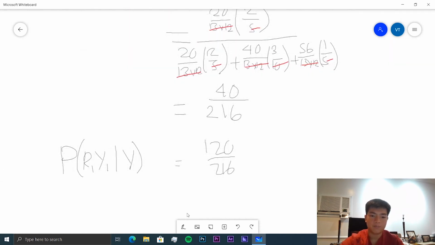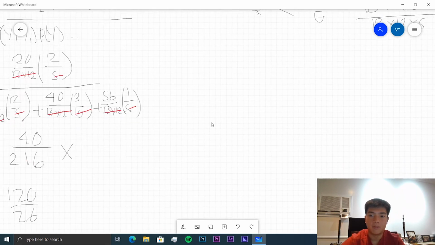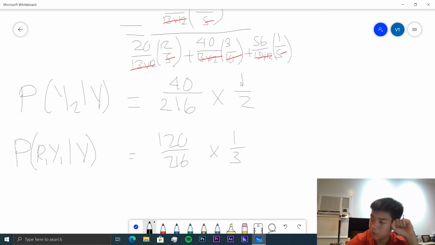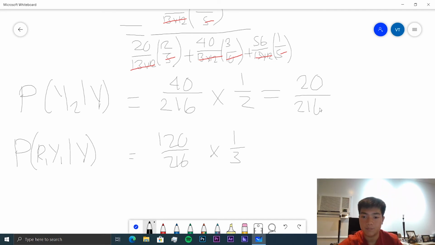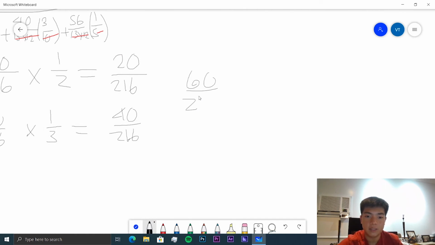Now with these two, probability that we drew 2 yellows, we can simply multiply it by the probability that the marble was from the original jar. In this case, the probability of the yellow marble being picked being from the original jar is 1/2, and in this case it's 1/3. Since in this one 2 out of the 4 marbles were from the original, from jar A, and in this one 1/3 were. So this is equal to 20 over 216, and this one is equal to 40 over 216.